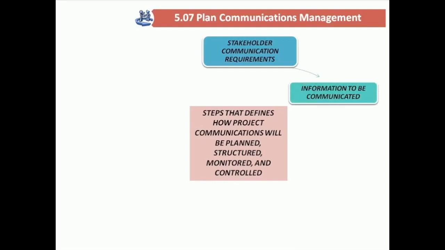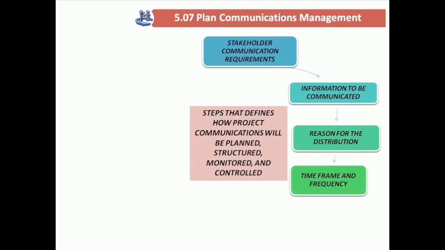The next in line is information to be communicated. Information to be communicated includes the language, format, content, and the level of detail. It needs to be sent accordingly. The reason for distribution, whether it's only for information purpose or is it an action item for which a response is expected.